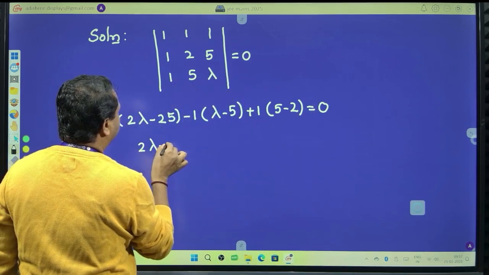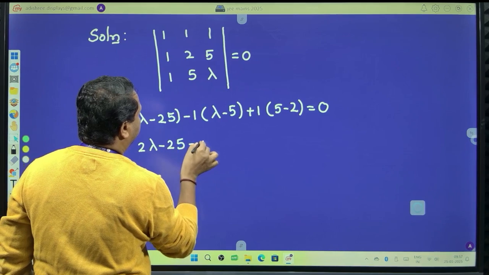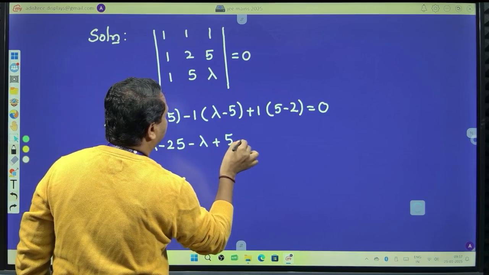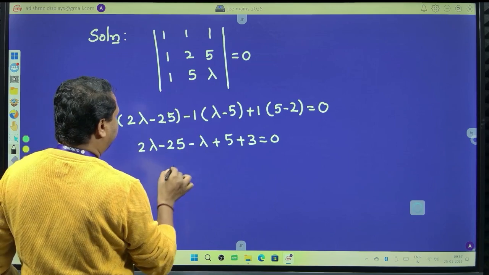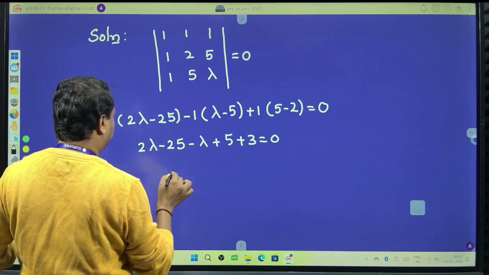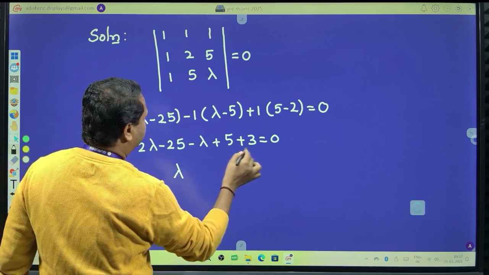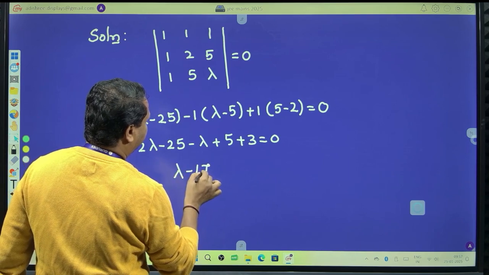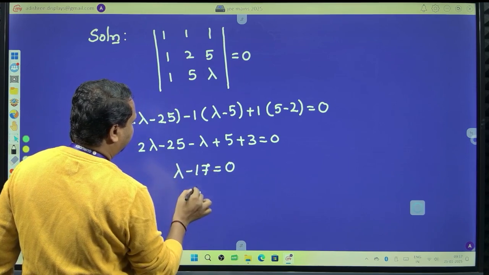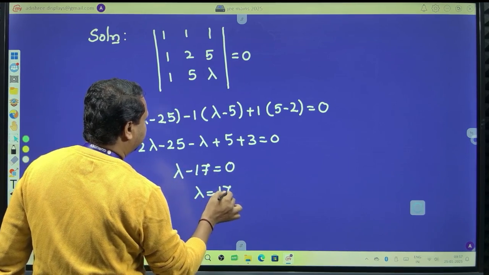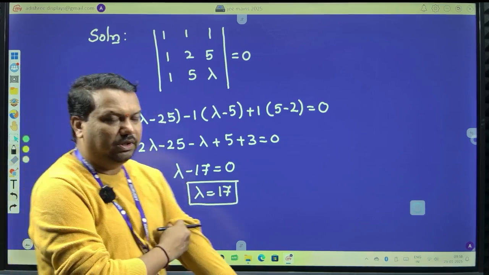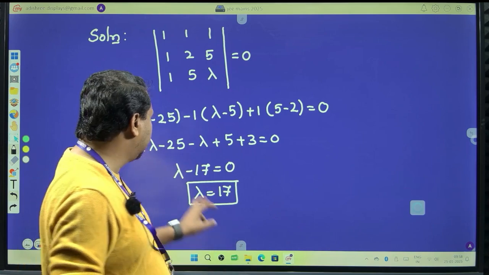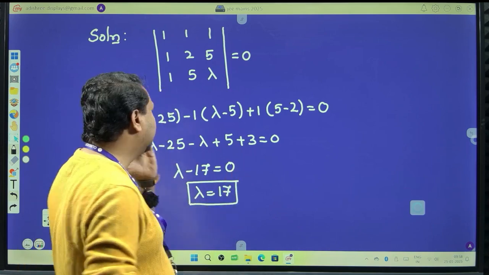2 lambda minus 25 minus lambda plus 5 plus 3 is equal to 0. Therefore, 2 lambda minus lambda is lambda, and minus 25 plus 5 plus 3 is minus 17, so it will become lambda equals 17. Therefore, what is the value of lambda in this case? 17, right? So lambda is equal to 17, but there is a condition.